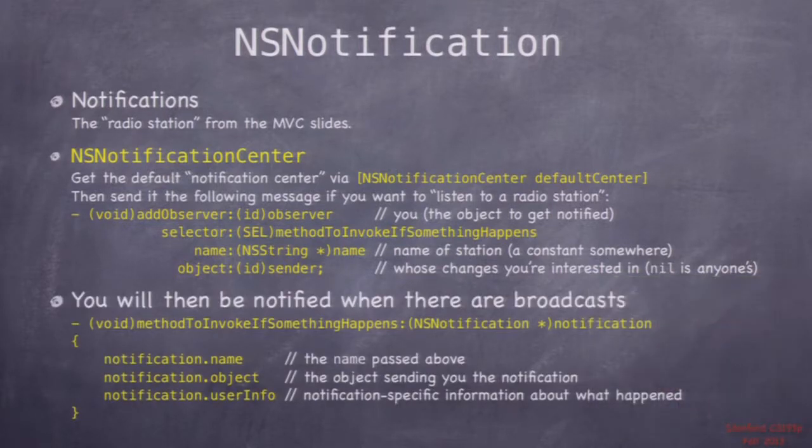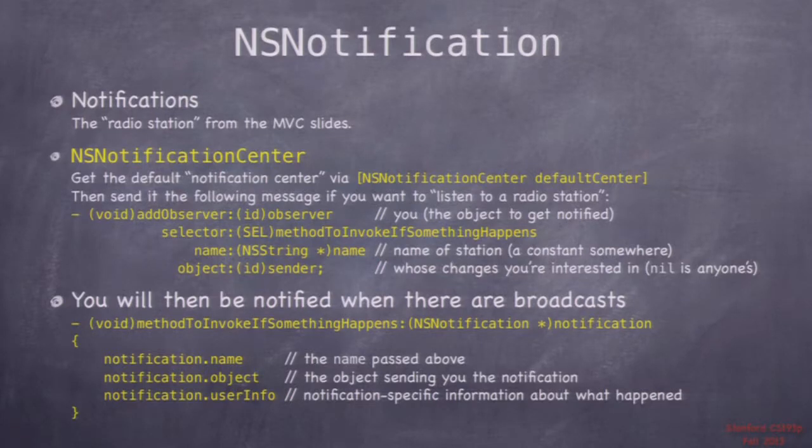Okay? The method that's going to get invoked here, the method to invoke if something happens, always has one argument, which is an NSNotification. Inside an NSNotification, there are three properties. One is name. That's the name of the radio station, same thing that was passed above. Object, okay, that's the object sending you this notification, so that would be the sender in the thing above. And then userInfo, which is an id. And to know what that is, you have to know what the person who broadcasts on the radio station says they will provide there.